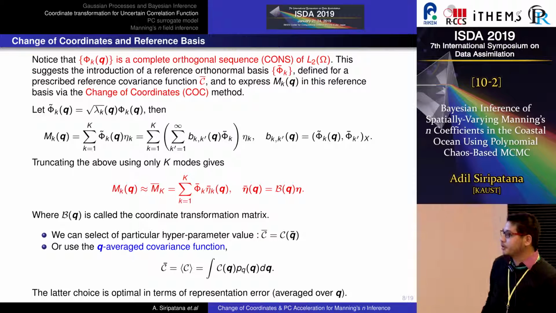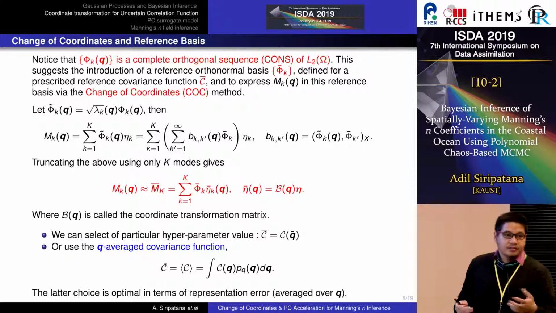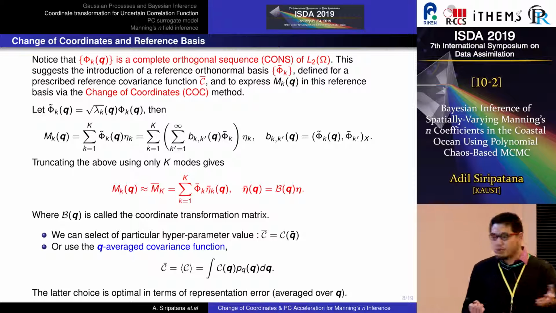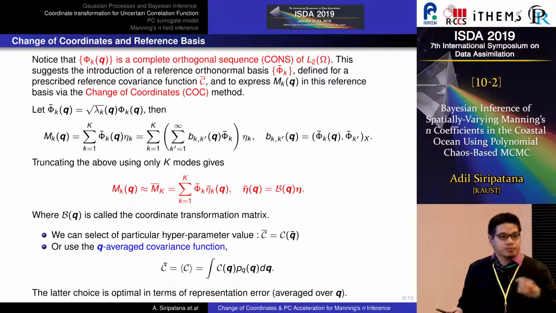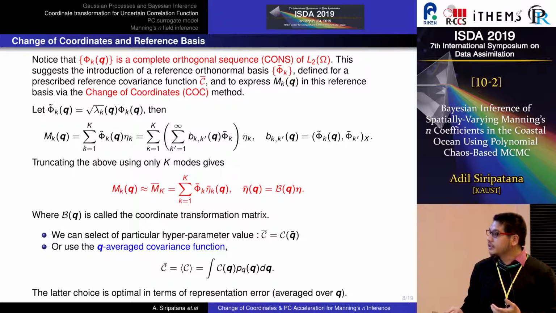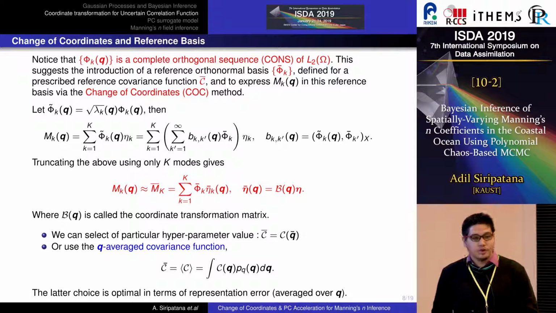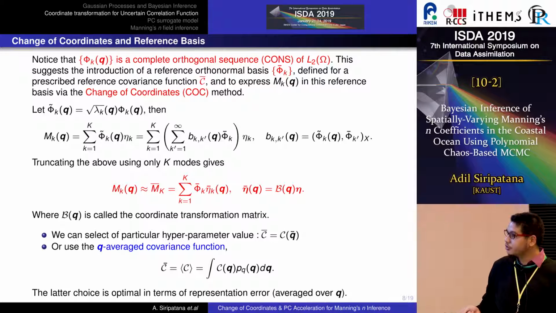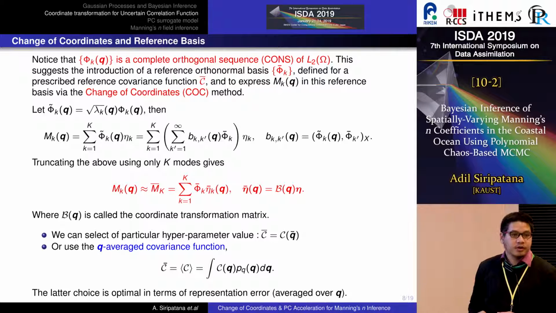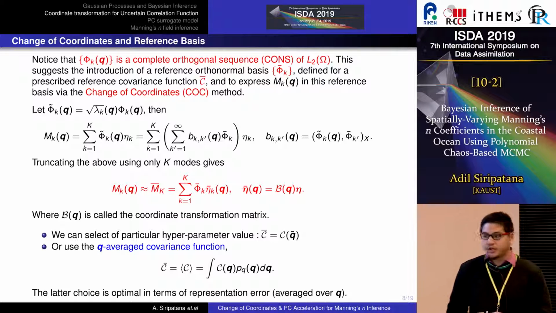So what is the reference basis that we're choosing? There are two ways to go about this. One, we can pick one hyperparameter Q, and then we say that any covariance built upon this Q will be our reference covariance. Or we can just do the average over Q of the covariance, and then we get this Q-average covariance function. And we choose this one because it's optimal in terms of the representation error over Q.